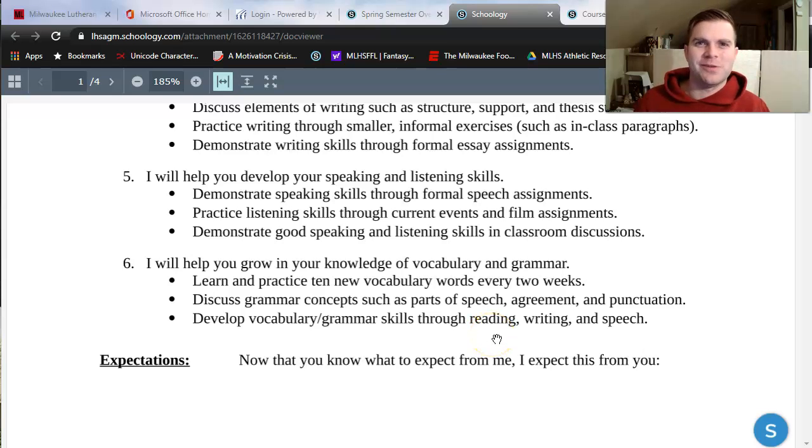Practice makes permanent is one of my favorite sayings right there. The more we practice, the more we read, the more we write, the more we talk, the more we exercise those English muscles that we talked about in the first semester, the stronger we get naturally with things like vocabulary and our grammar skills.